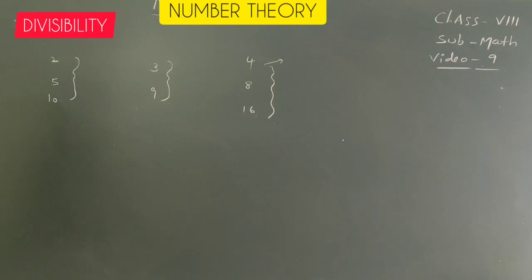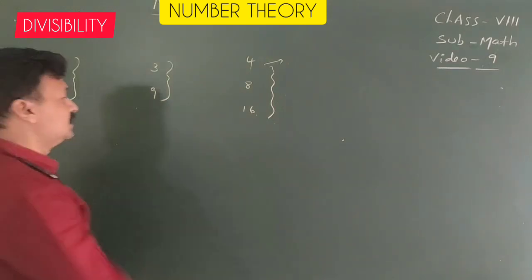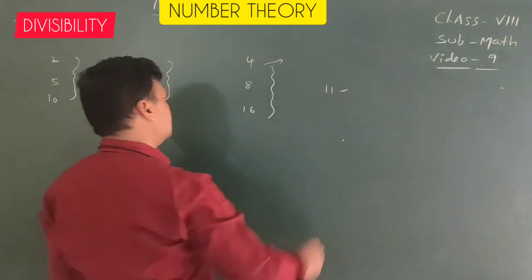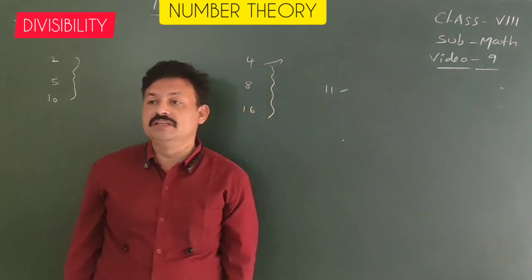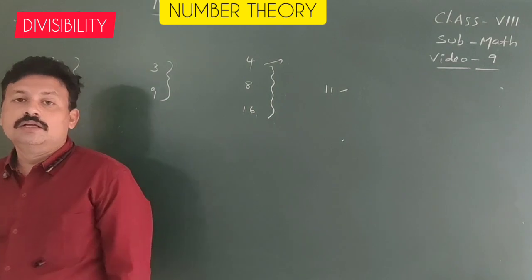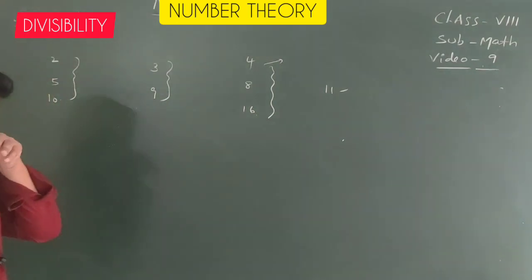Okay, these things we discussed in yesterday's class. In addition to that, 11 also we completed. If the difference of the sum of even place digits and the sum of odd place digits is divisible by 11, the number is divisible by 11. These divisibility rules we discussed with proofs.